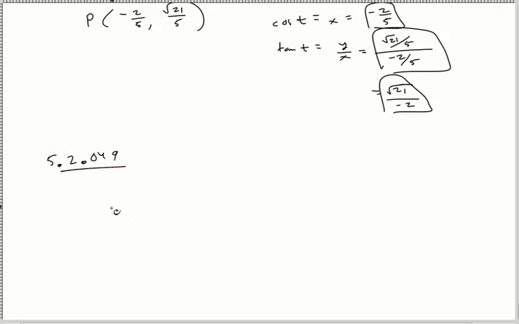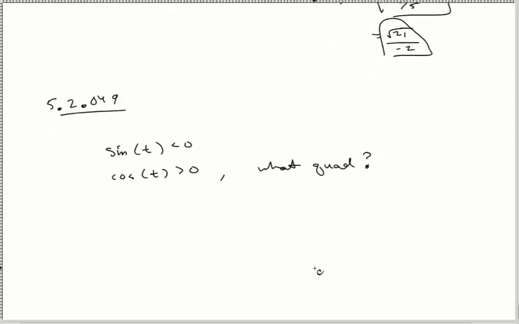52049. I got sine of t is less than 0. I've got cosine of t is greater than 0. Now notice these t's are actually the same. I don't know what t is. I don't know what the angle is, but I got the same angle for both of these to make this work. And they're saying, what quadrant does that work in? Quadrant 1, 2, 3, or 4.